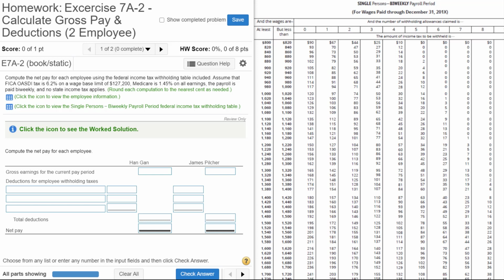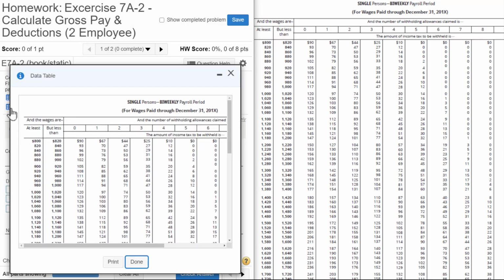Exercise 7A-2, calculate the gross pay and deductions and net pay of two employees. So, compute the net pay for each employee using the federal income tax withholding table included. So here's the table here. Notice it says it's for single people, biweekly, of which both of these employees are.